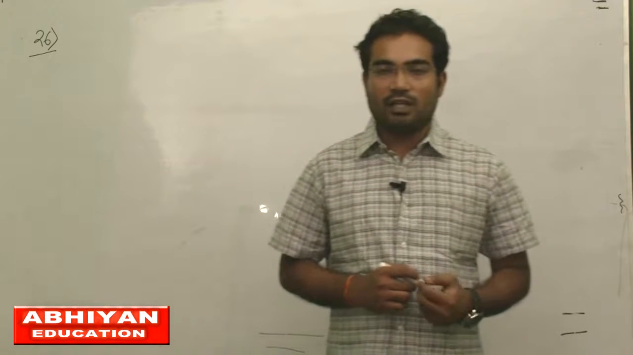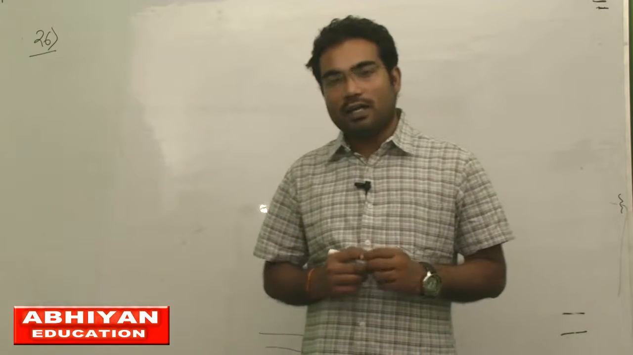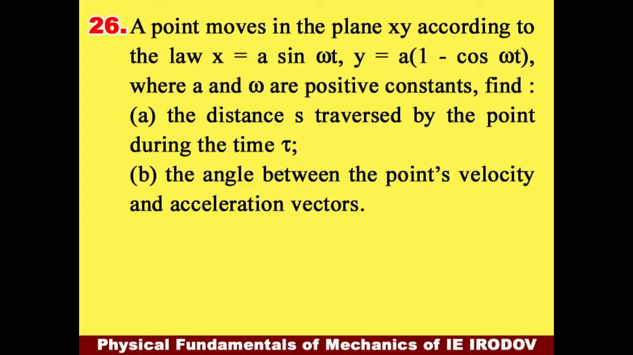In this video we discuss question number 26 of Irodov. A point moves in the plane xy according to the law x equals a sin omega t, y equals a into 1 minus cos omega t, where a and omega are positive constants. Find the distance s traversed by the point during the time tau, and the angle between the point's velocity and acceleration vector.